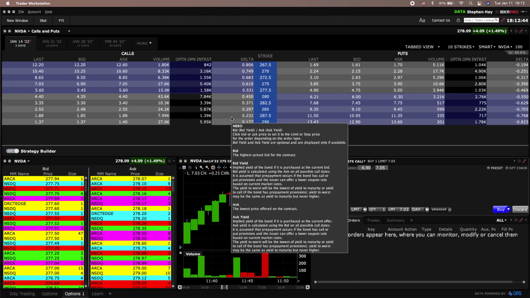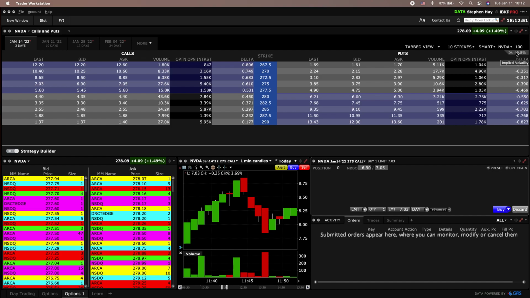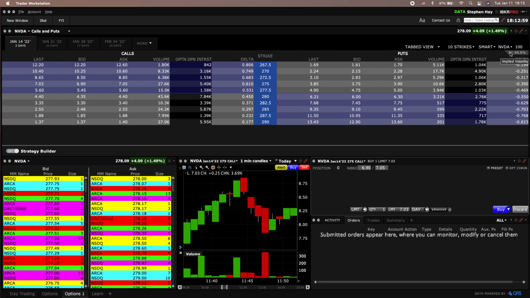Anything else I need to go over? Implied volatility. Usually it depends on the stock, but for Nvidia, 50 to 60% is usually normal. If the implied volatility is anything like 80 to 100% or more, I wouldn't even trade the option contract. Pretty much that's because implied volatility is going to hijack the option premium, so you're going to pay way more for the option.